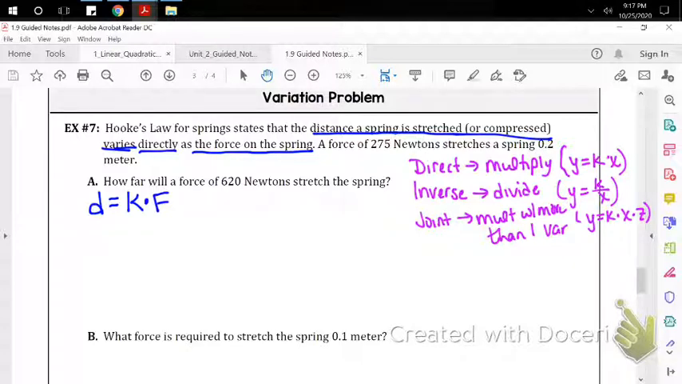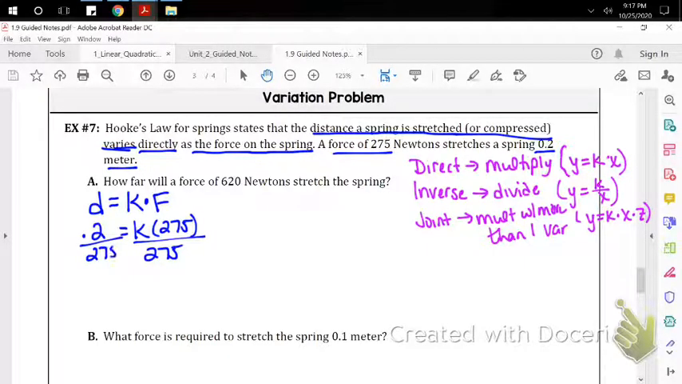The next sentence is going to give us our two variables so that we can solve for k. It says a force of 275 newtons stretches a spring 0.2 of a meter. And so we're just going to solve for k. So divide by the 275. And we get k equals, so let's see, 0.02 divided by 275.